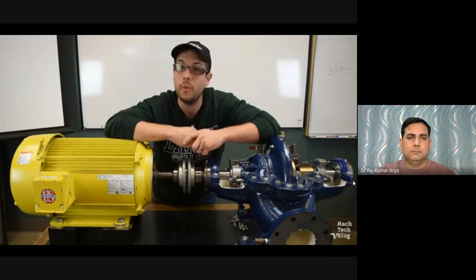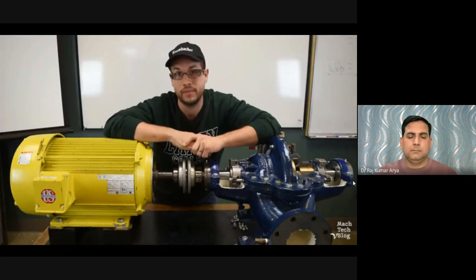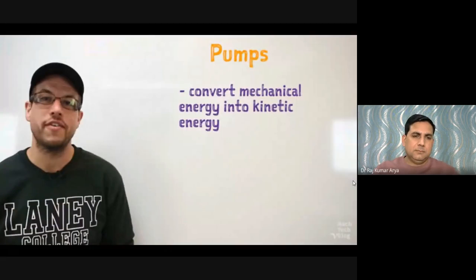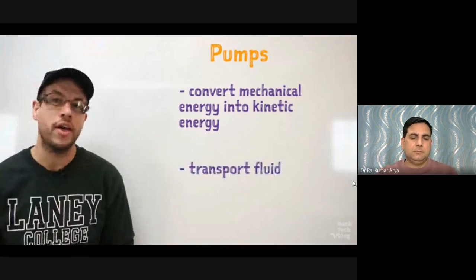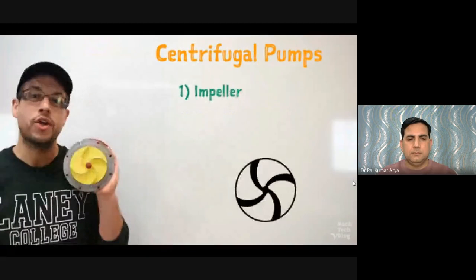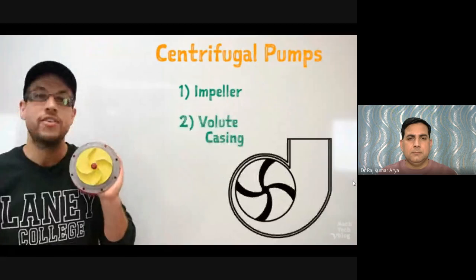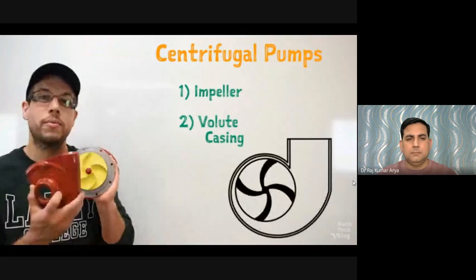In general, a pump is a machine which converts mechanical energy into the kinetic energy of a pumped fluid for the purpose of transporting that fluid from one point to another. But in order to be classified as a centrifugal pump, a pump needs to have two unique components. The first is a rotating disc with curved blade-like veins on it, called an impeller. And the second is a specially shaped pipe called a volute casing, which contains the impeller and the pumped fluid.